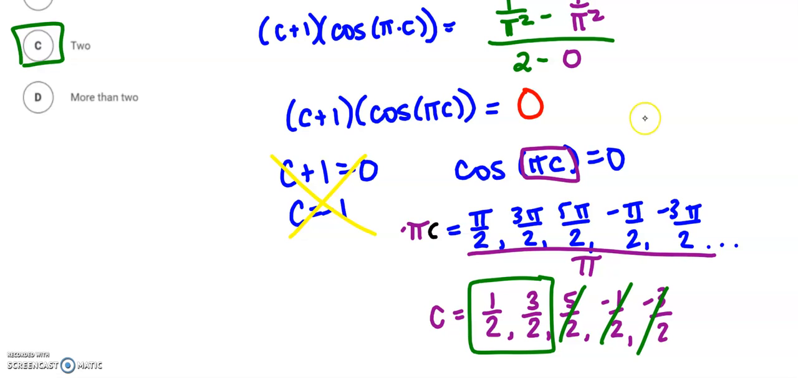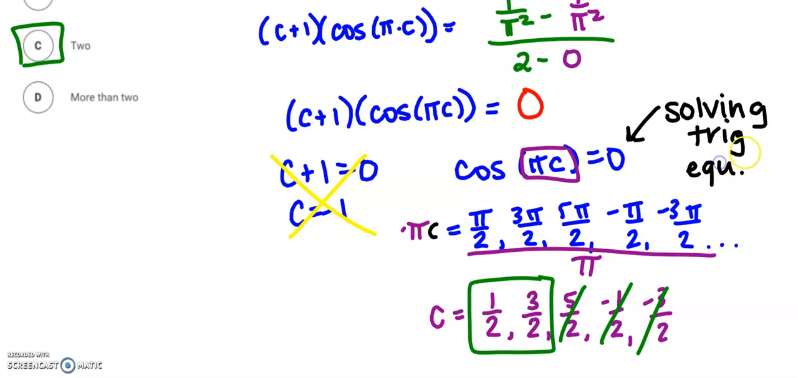If you're struggling with this part, you might want to go back and review from pre-calc in Khan Academy. The solving of trig equations is what this skill is. Solving of trig equations, if that's the part that tripped you up on this problem.